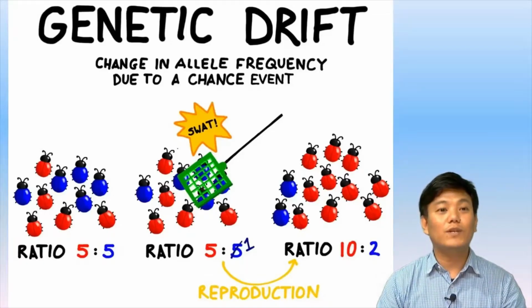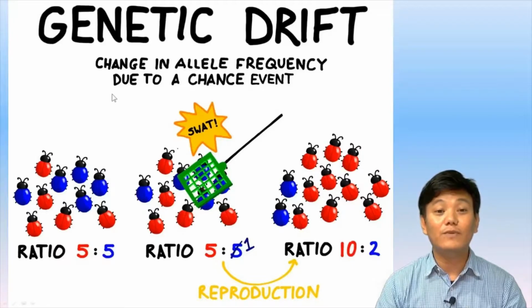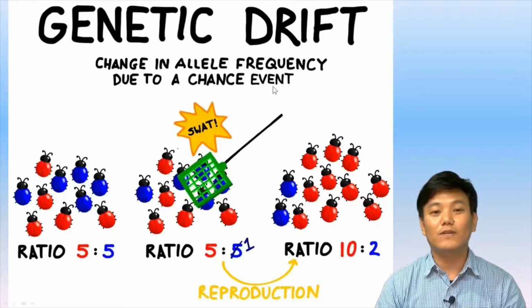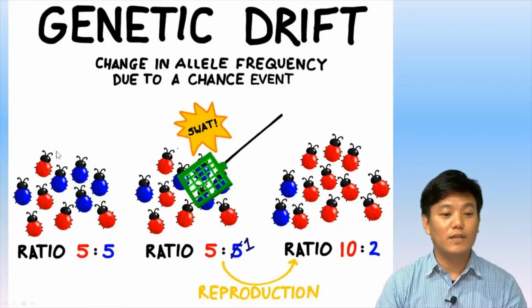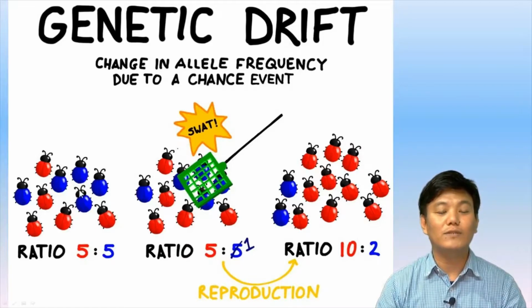And the next one is genetic drift, right? Genetic drift is change in allelic frequency due to chance event, right? Because of chance event. So let's take an example over here. We have got these beetles, right? This beetle population. So we have got 5 red beetles and 5 blue beetles. Now let's say because of a chance factor, someone swats it, or someone just steps on a part of the population where most of them are blue.